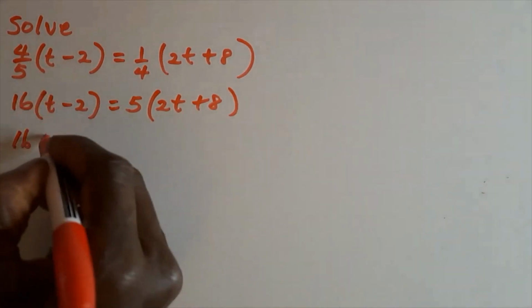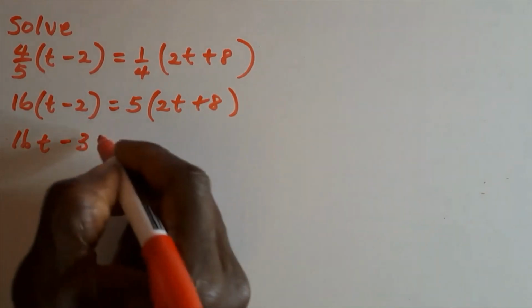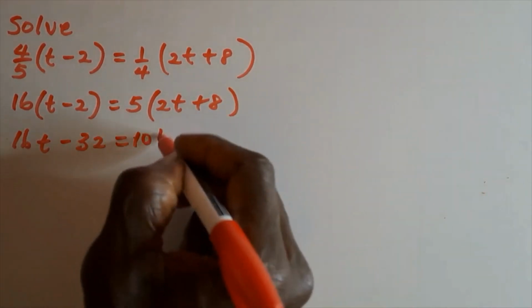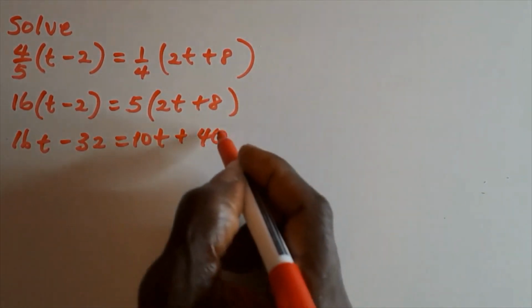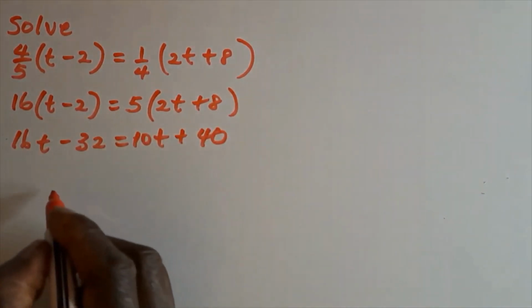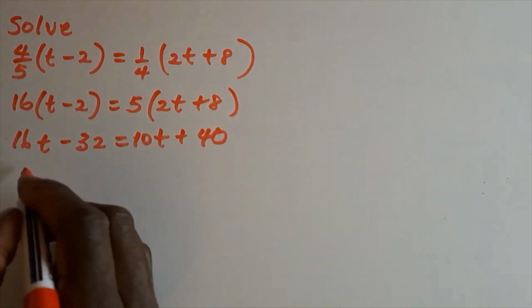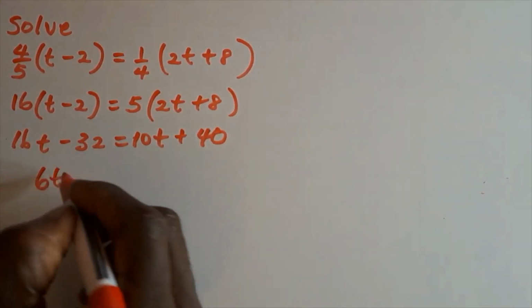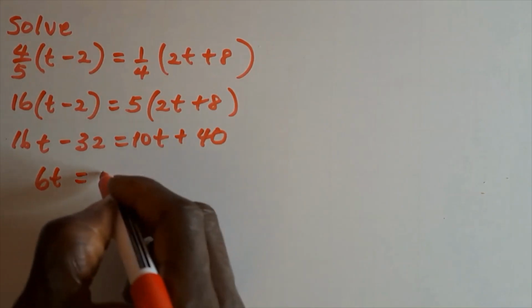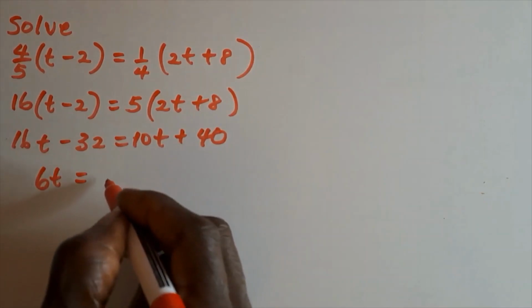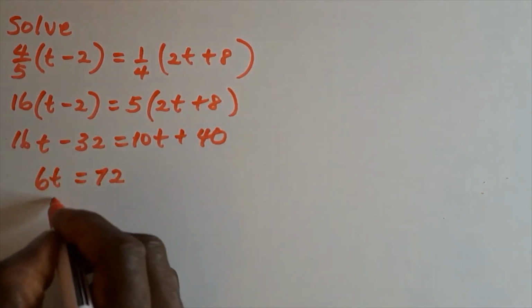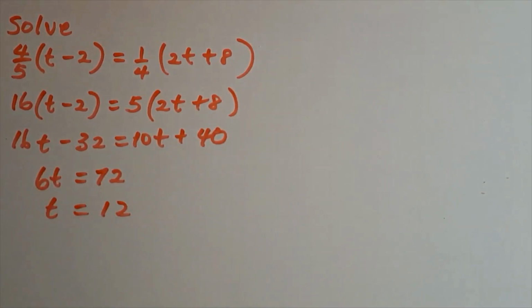So we have 16t minus 32 is equal to 10t add 40. This will give us 6t is equal to 40 add 32, which gives us 72. Gives us t is equal to 12. But how do we know if we're correct? We should always check our results.